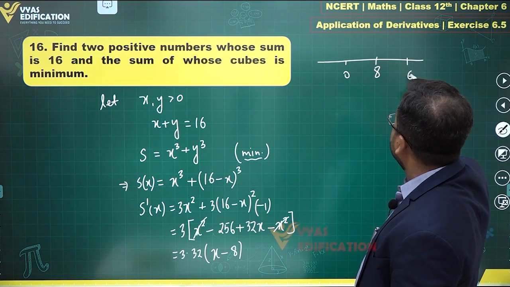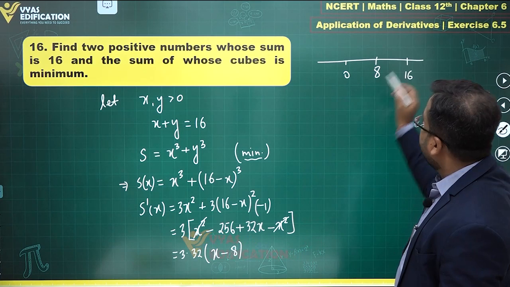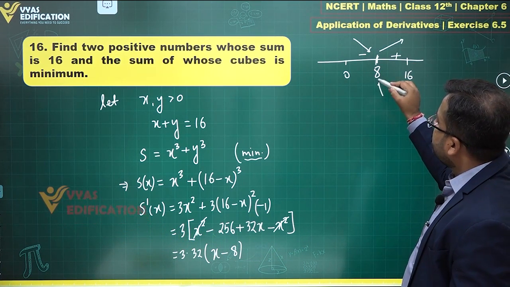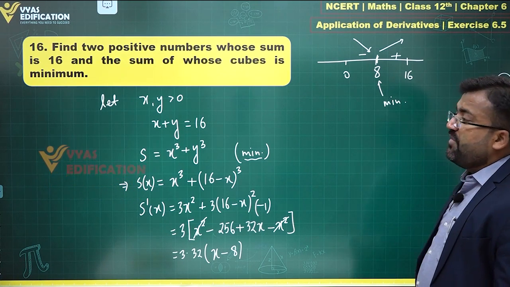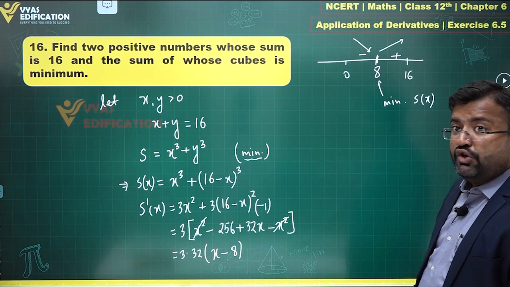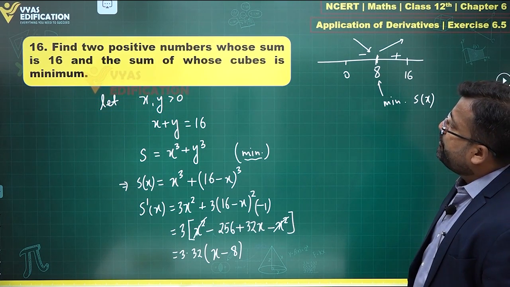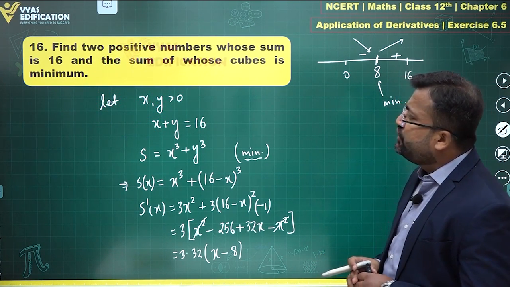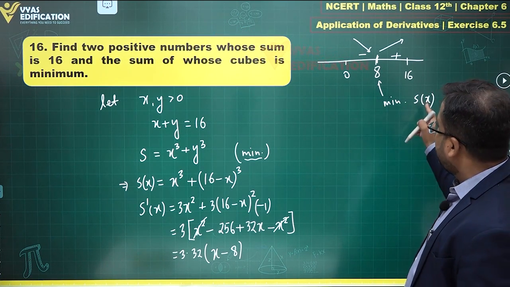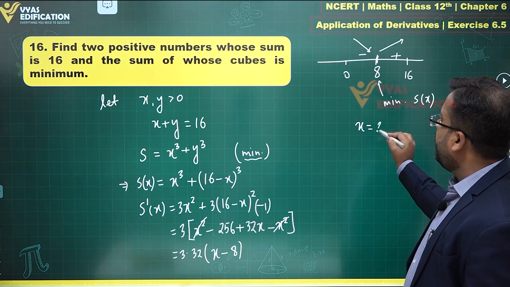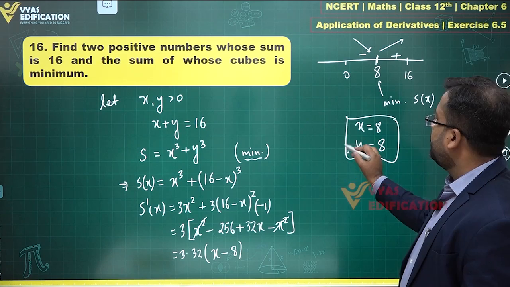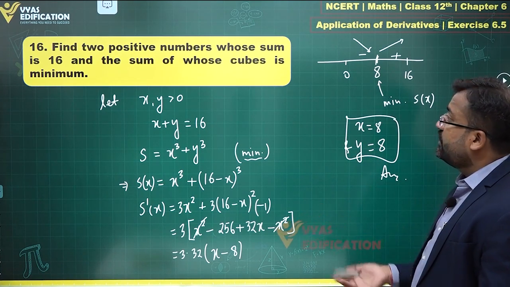This is 0, this is 16, right? So, beyond 8, this is positive, before 8 this is negative, so S decreases and then increases. The minimum value occurs at this particular point. Minimum of S(x) occurs for x equal to 8. Find two positive numbers whose sum is 16 and the sum of whose cubes is minimum. That minimum sum of the cubes occurs for x equal to 8, y equal to again 8. That is my answer for this one over here.